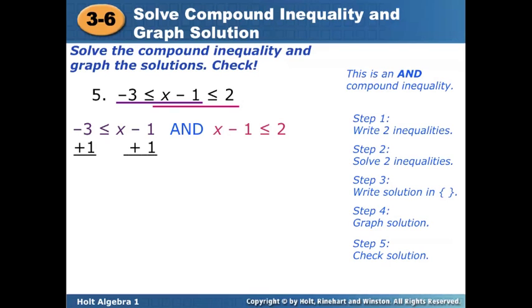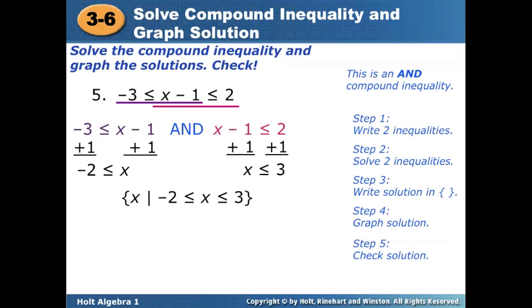You'll solve each of these inequalities. So we find our solutions, negative 2 is less than or equal to x, and x is less than or equal to 3. Write your set notation, least to greatest. Notice it follows the set notation format with our number less than or equal to x, less than or equal to our number.